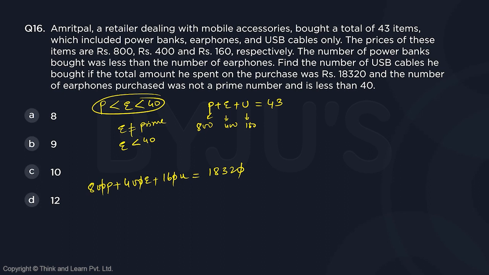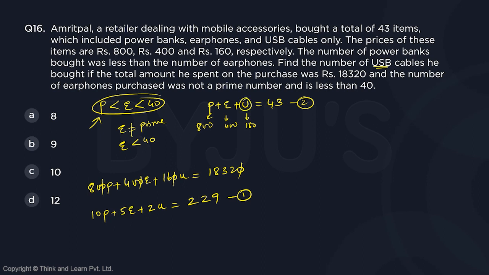And probably we can also cancel out the 8's. 8 tens are 80P, 8 5's are 40E, plus 8 2's are 16U, is equal to 8 9's are 72, so you get 229. This is one equation, and this is the other equation. And we also have an inequality, P less than E less than 40. So what are we supposed to find? Find the number of USB cables. So you're supposed to find the value of U.